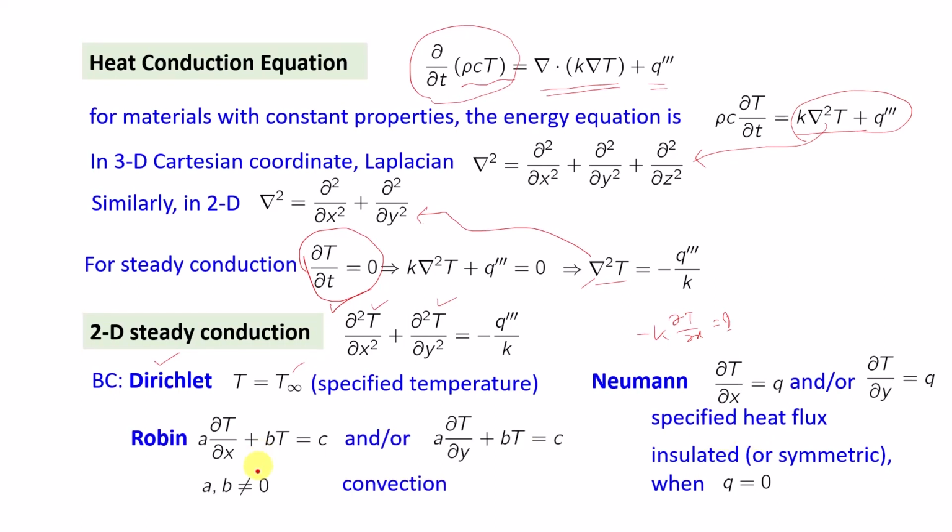Now, the third condition is the Robin condition. In the Robin condition, we have A del T by del x plus BT equals C, where A, B, C are constants. In the y direction, it could take A del T by del y plus BT equals C. This is a convective type condition, and we'll see in convection how this comes. In general, in the Robin condition, A and B are not equal to 0. But if any of them is 0, for instance if A is 0, then the Robin condition goes toward the Dirichlet condition because the derivative term will go away. Similarly, if B is 0, then the Robin condition will go toward the Neumann type condition because the BT term will go away.